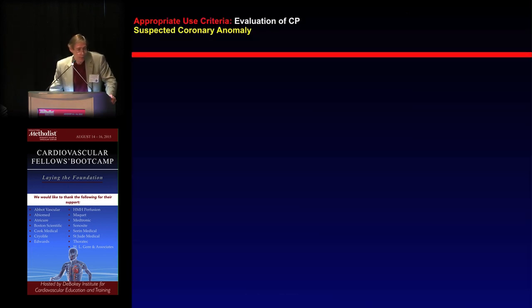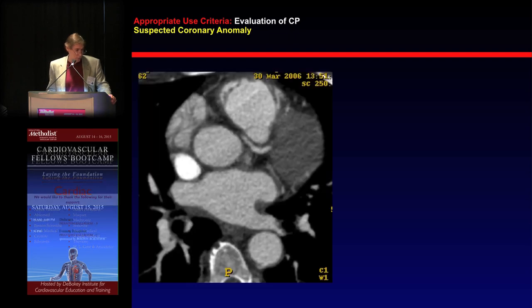What about patients with suspected coronary anomalies? This is an individual who came in with chest pain. You can see that the left main comes off the right sinus of Valsalva and tracks down the anterior wall. This just shows the anatomy.